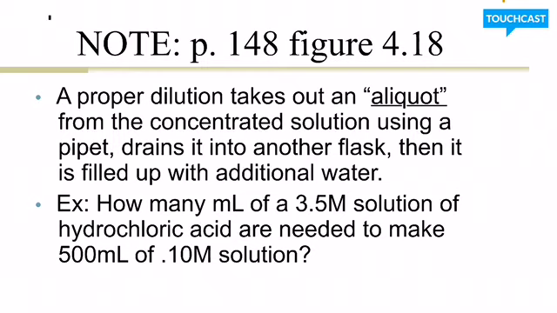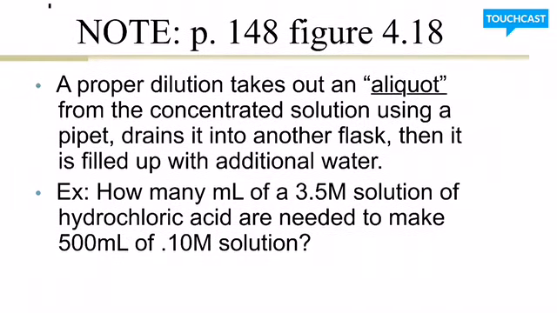So here's an example. How many milliliters of a 3.5 molar solution of hydrochloric acid are needed to make 500 milliliters of a 0.10 molar solution? You can simply just use the formula for dilution to figure this out. It shouldn't be too hard. That is a question on your guided notes. Make sure you do it.